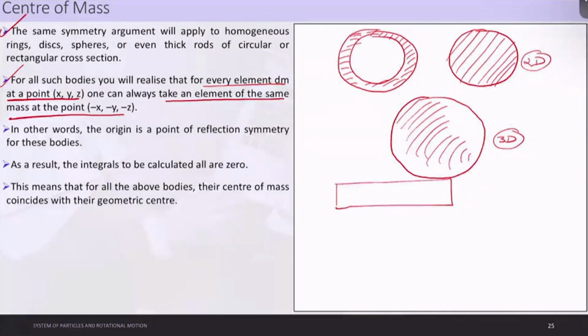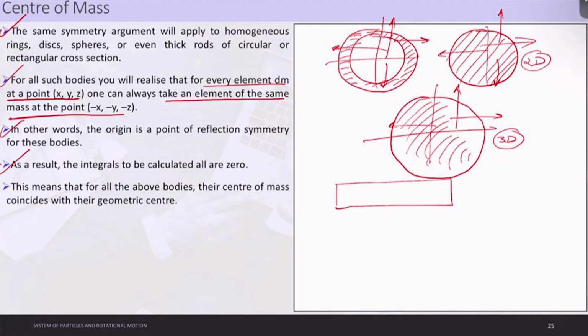In other words, what is the origin? The origin is basically a point of reflection symmetry. So reflection symmetry is obtained here, here also, and here also. This means that for all the above bodies, their center of mass coincides with their geometric centers. So that is the final conclusion: for all these bodies, such as ring, cylinder, thick rod, discs, spheres, etc., the center of mass coincides with the geometric center.